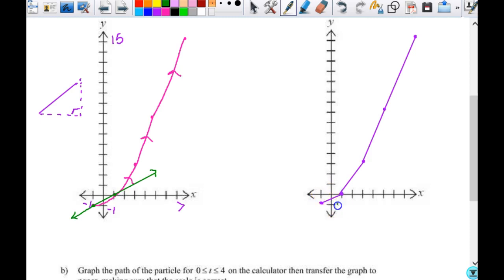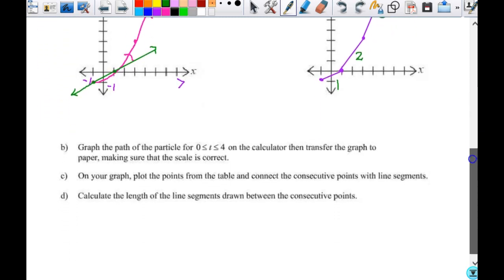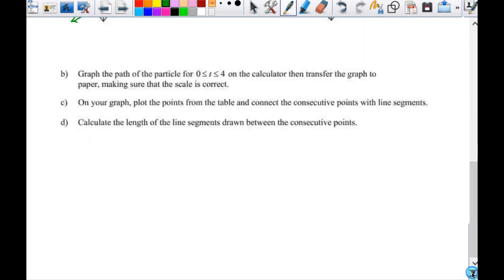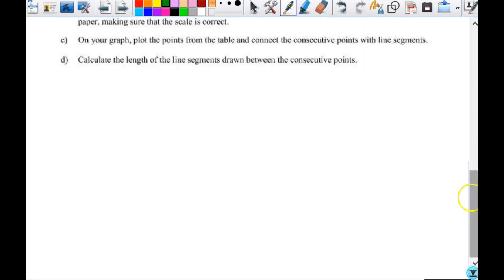This is 1, this is 2, 3, and 4, just so we have them numbered. Otherwise, we could label them with points and call them A, B, and whatever, but we don't need to do that. So now that we've drawn those little line segments on there, we're going to calculate the length of the line segments drawn between the consecutive points.